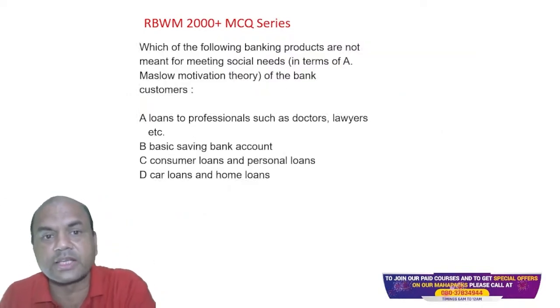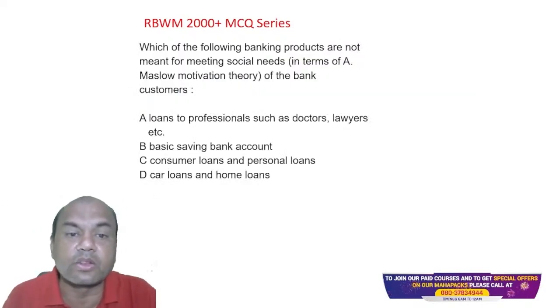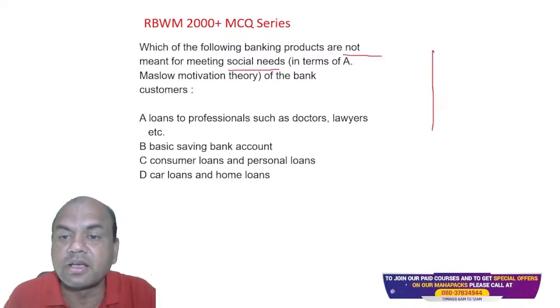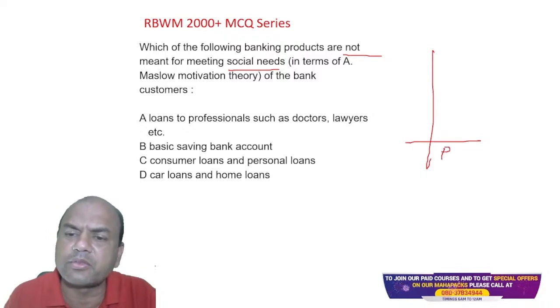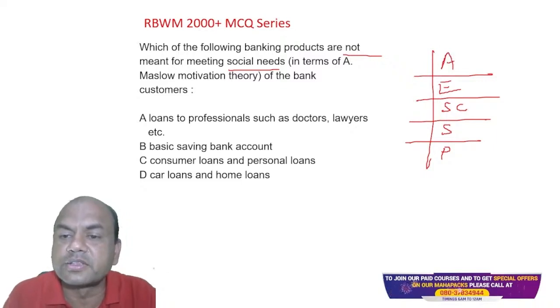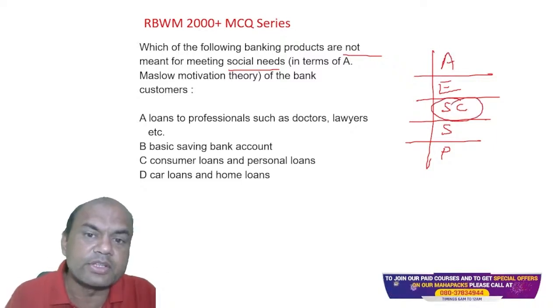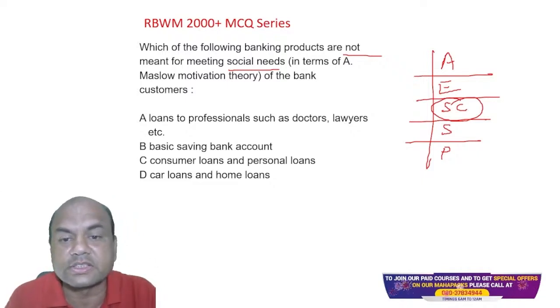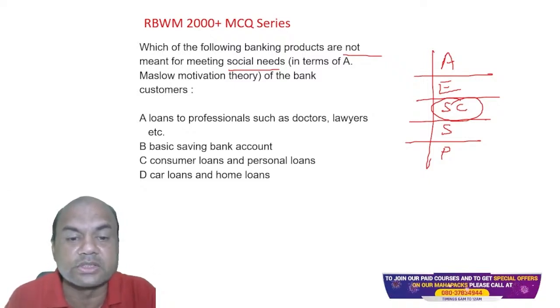Yeah, move on. Next, which of the following banking products are not meant to meet the social needs? Social needs, again, see this. This should be by heart for you. Physiological, safety, social, the third level now. Social, esteem, and actualization, right? So now we are talking of the social needs. Which of the following banking products are not meant for social needs? Loan to professionals such as doctors, lawyers; basic savings bank account; consumer and personal loans; car loans and home loans. So which is not there for social needs?